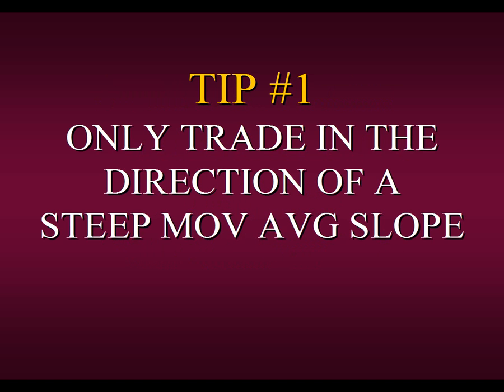All right, tip number 1. Only trade in the direction of a very steep moving average slope. In other words, we want to see that there's some real strength behind the momentum of this particular direction of this trend. We don't want to see a flat line in the bar chart, whatever time frame we're looking at. We want to see either a really steep up move in the moving average or a very steep down move in the moving average. This will give us a high probability signal to be in sync with the trend.